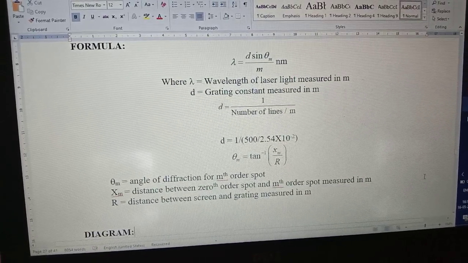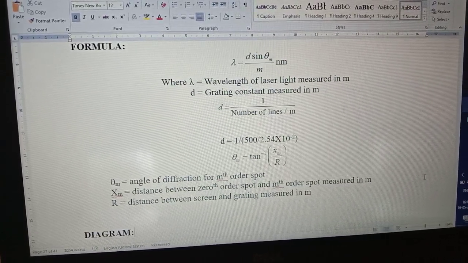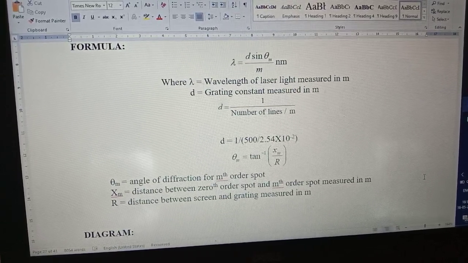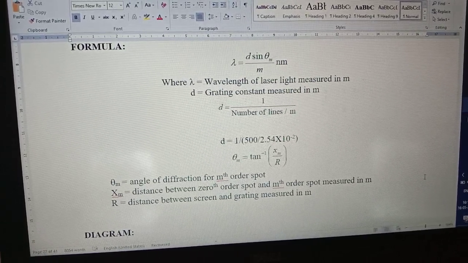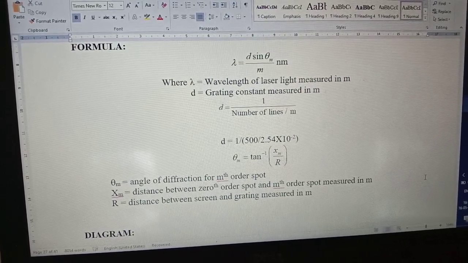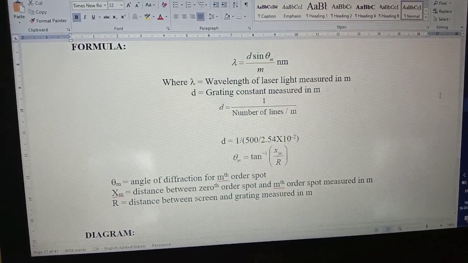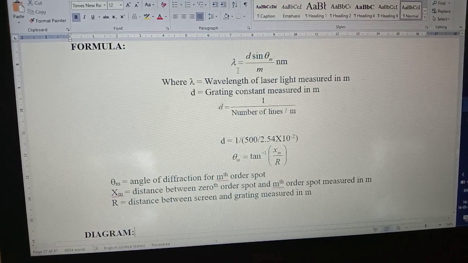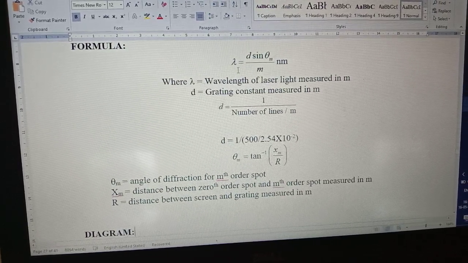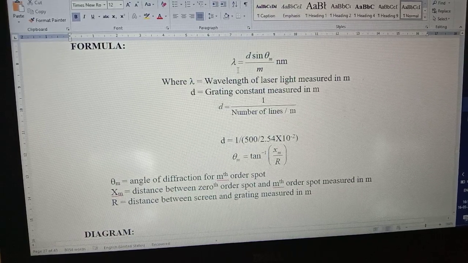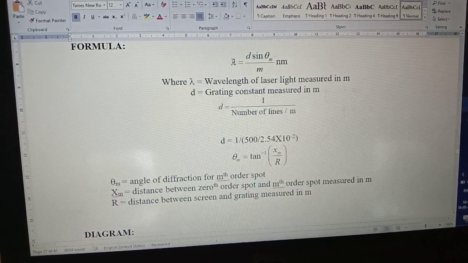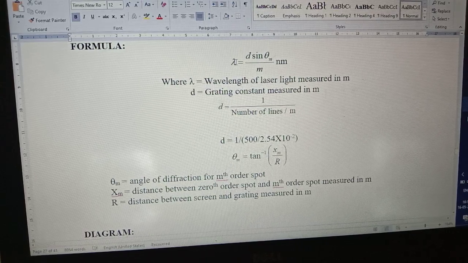The laser light source, since it is considered a perfect monochromatic light source, has a single wavelength. How much it is, that we need to determine. To determine that value, you have a simple formula here. This is similar to Bragg's equation, a well-known equation for diffraction. Here lambda is the wavelength of the laser light source, which we have to determine.